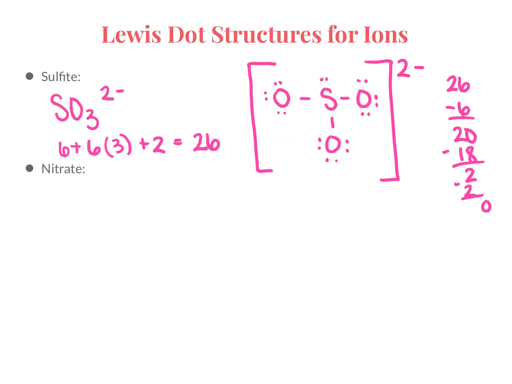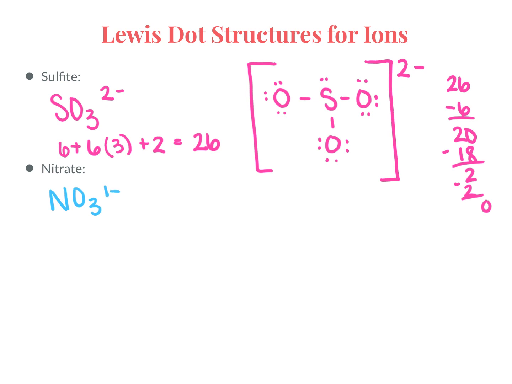Okay, now let's do one more example. This time let's draw nitrate. Again, where can you find the formula for nitrate? Okay, on the back of your periodic table. So look up the formula for nitrate. Okay. NO3 with a -1 charge.